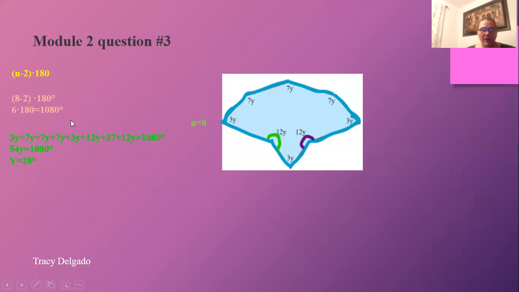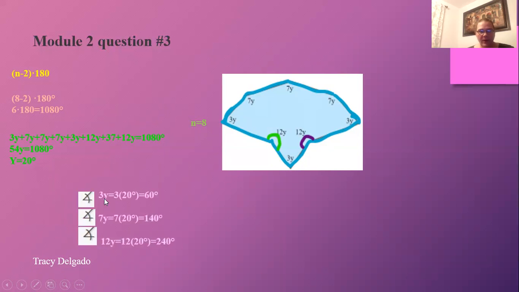And when we add up all these numbers, we have 3y plus 7y plus 7y plus 7y plus 3y plus 12y, well, this is 37, it should be 3y plus 12y equals 1080 degrees. And when we add all these up, it will be 54y equals 1080. And when we divide both sides by 54, it gives y equals 20 degrees.